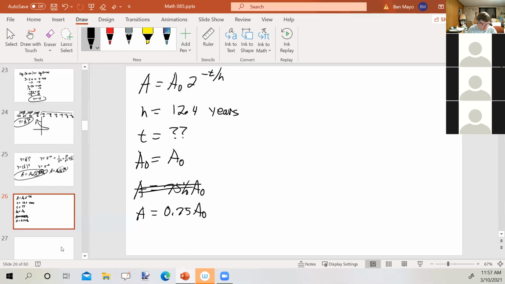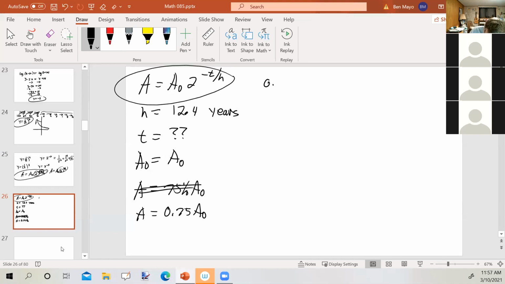Now, I'm making a big deal of this because sometimes it tells you how much you lose, and sometimes it tells you what you're left with. Here it says you lose 25%, so you're left with 75%. Now, let's take this information and put it into an equation, put it into this formula. So 0.75 A sub 0 = A sub 0 times 2^(-t/12.4 years).